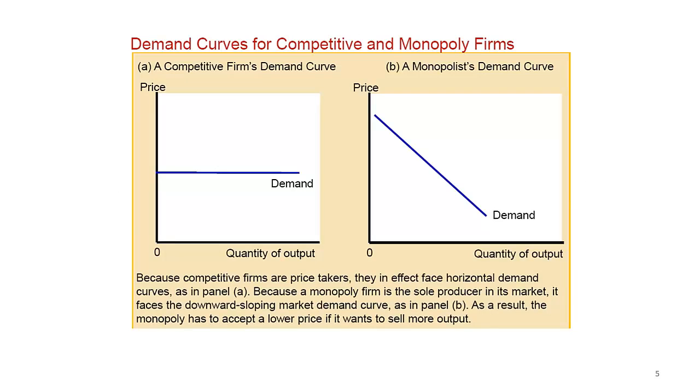Let's focus on the demand aspect. So in a perfectly competitive form, this is perfectly competitive demand. This is demand under monopoly.